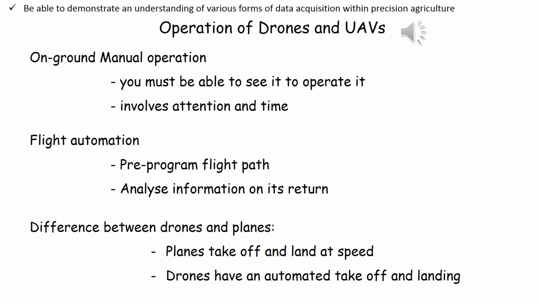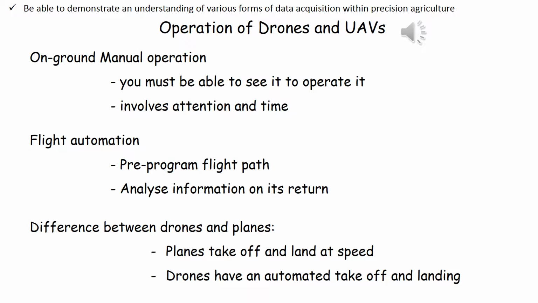There are a number of ways in which drones and UAVs can be operated. The most obvious one is on-ground manual operation, where you must be able to see the vehicle to be able to operate it. So you'll need clear weather. You can't be operating so high that you can't see it due to low cloud or fog, or obstacles in the way, such as trees or buildings, or even going around the corner somehow.